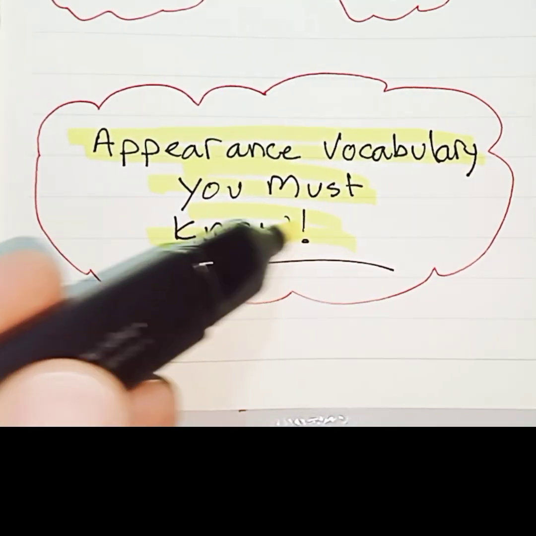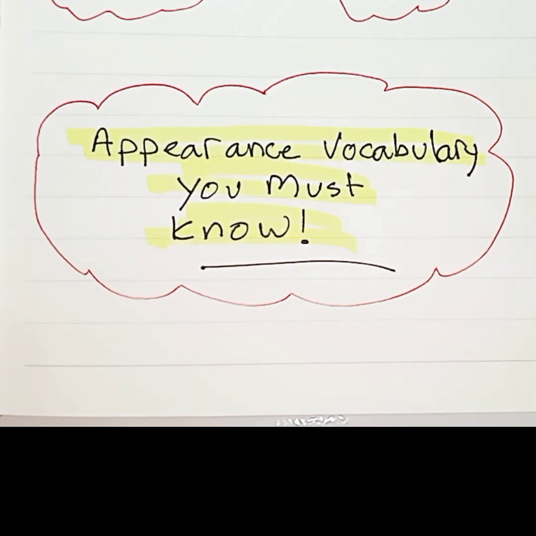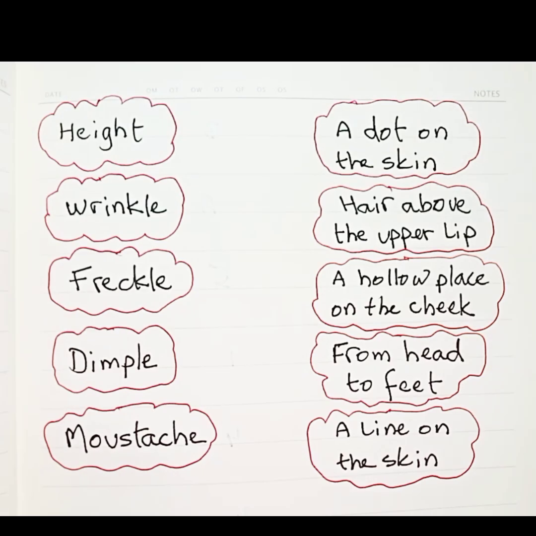In today's video, we will see some everyday vocabulary used in order to describe people's appearance. Therefore, stay tuned and let's get it started. The first list, we have height, wrinkle, freckle, dimple, and mustache.